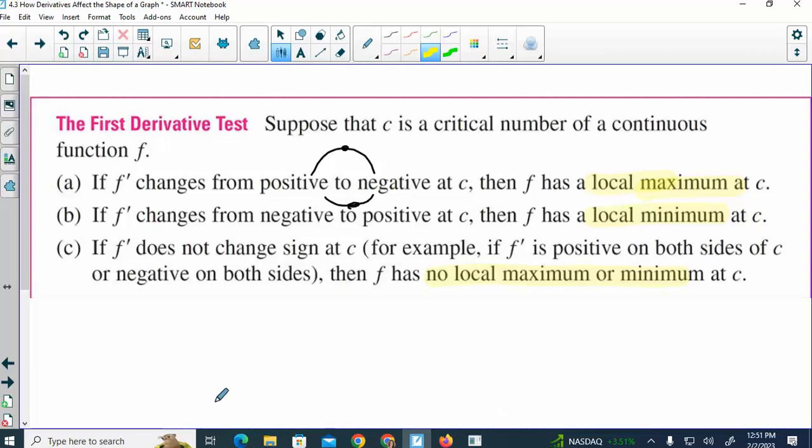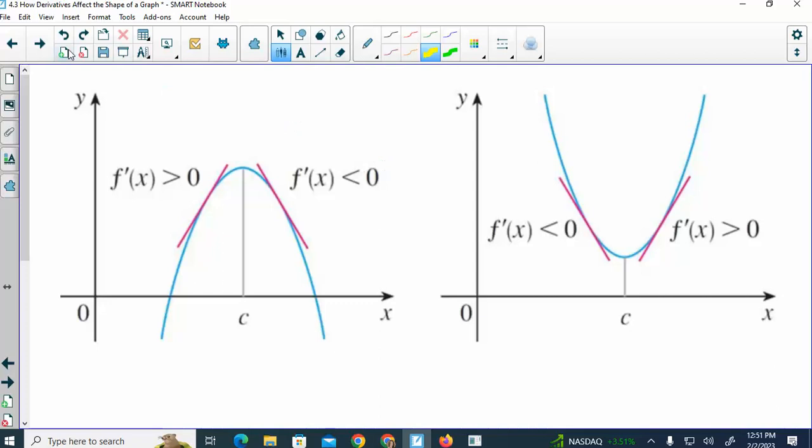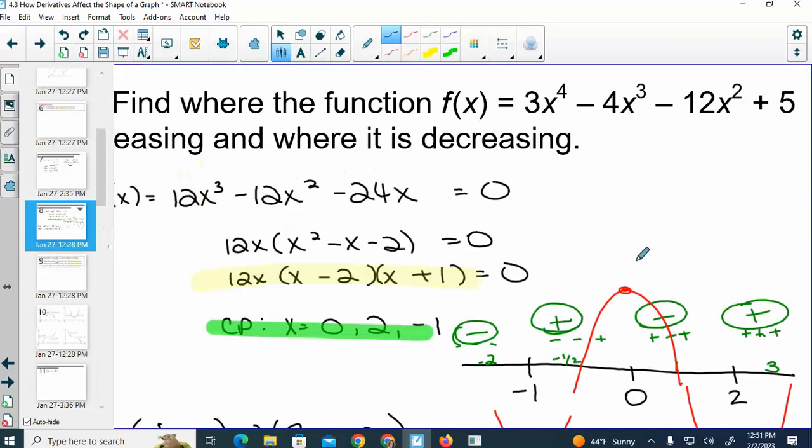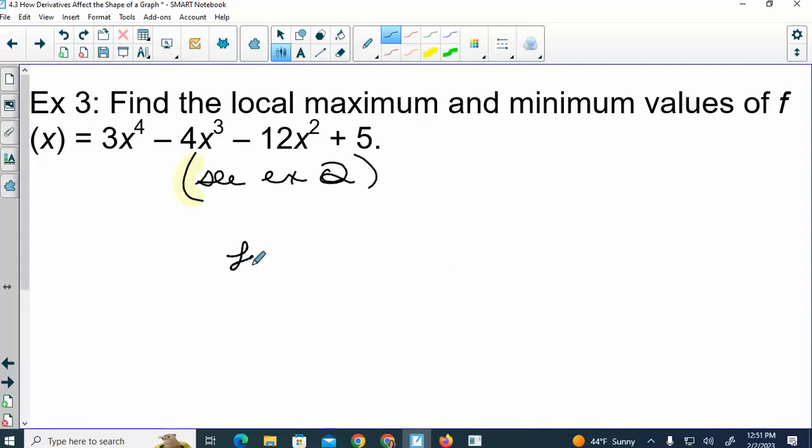All right. So example 3, we kind of just did. It's the same function as example 2. I'm just asking for the local max and min from it. So if we reference back to example 2, we said that at -1, it went from decreasing to increasing. So what happened at -1? Local minimum.